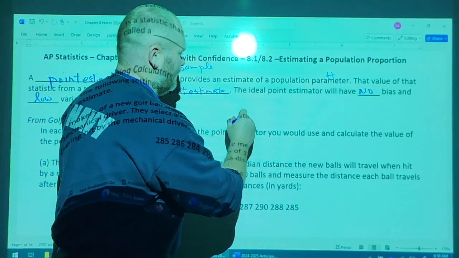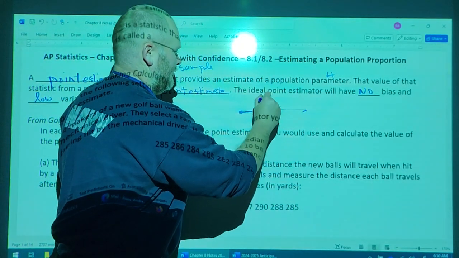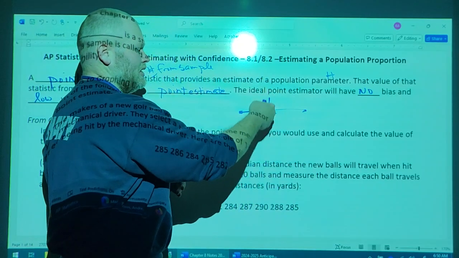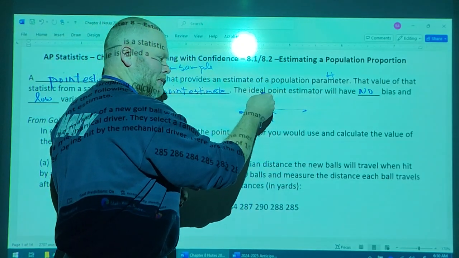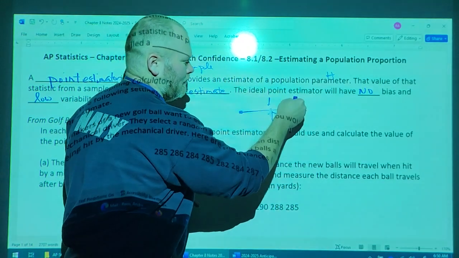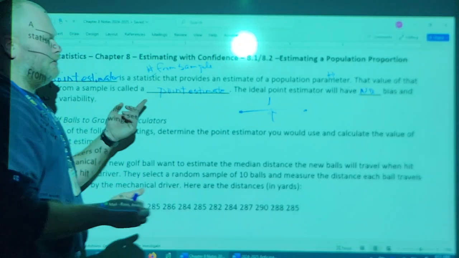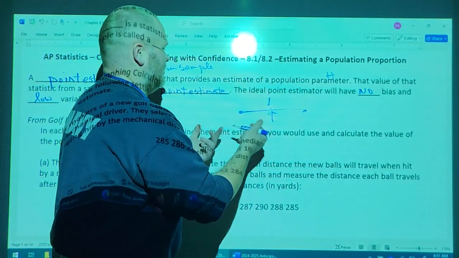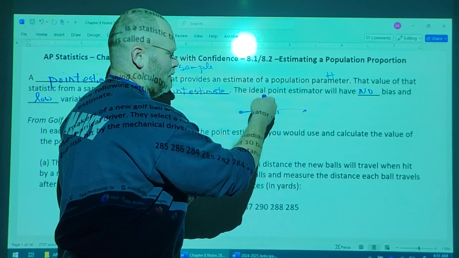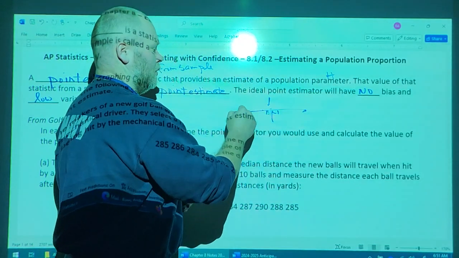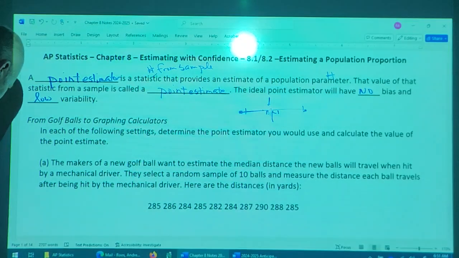Okay, so remember, bias meaning if the population parameter was here, we would want the estimator to be on that population parameter, right? If it's off of that population parameter, that means it has bias. And we want low variability, meaning the sample estimates should be centered around this population parameter. We wouldn't want one way over here, one way over here. We want low variability.